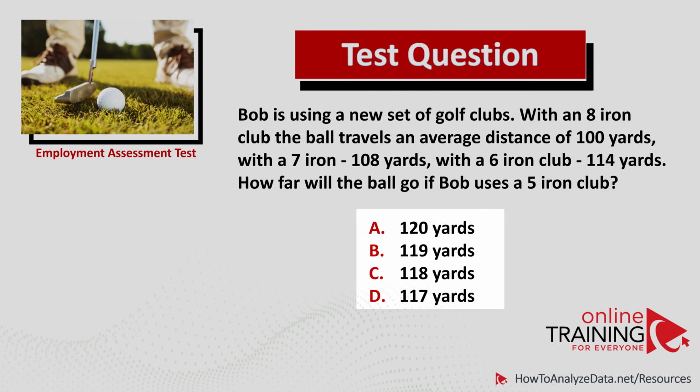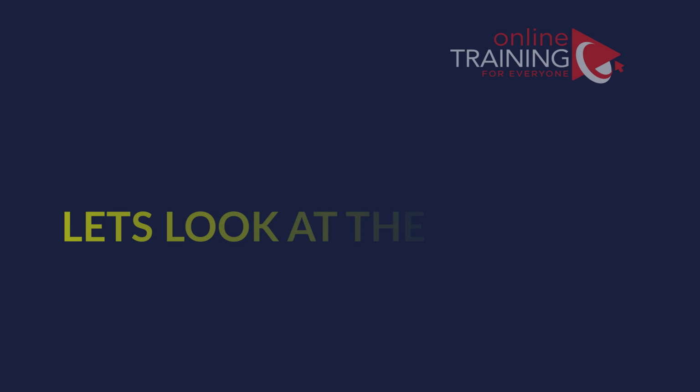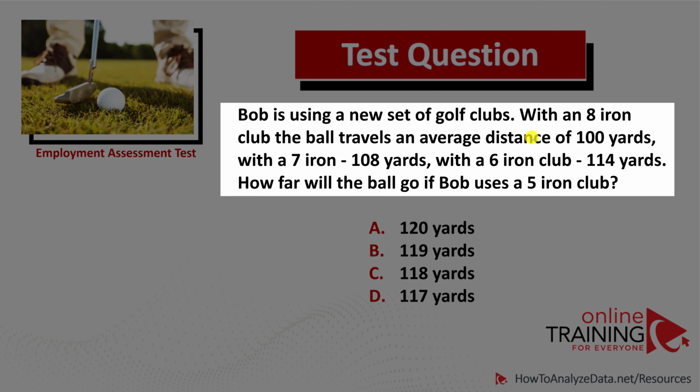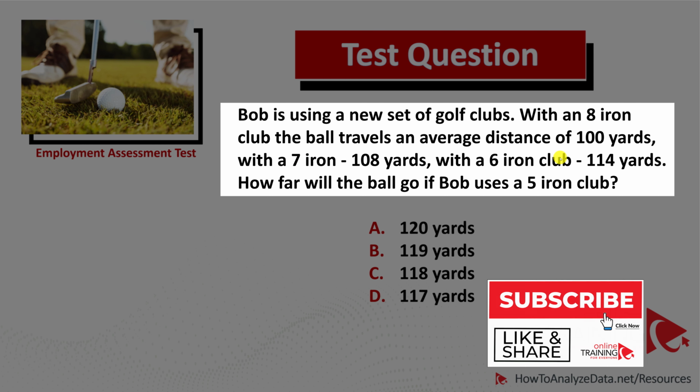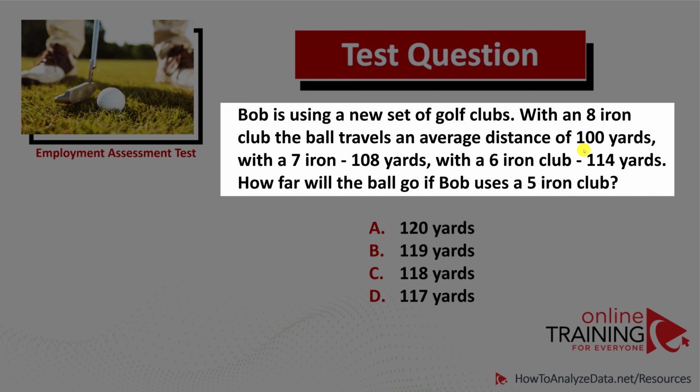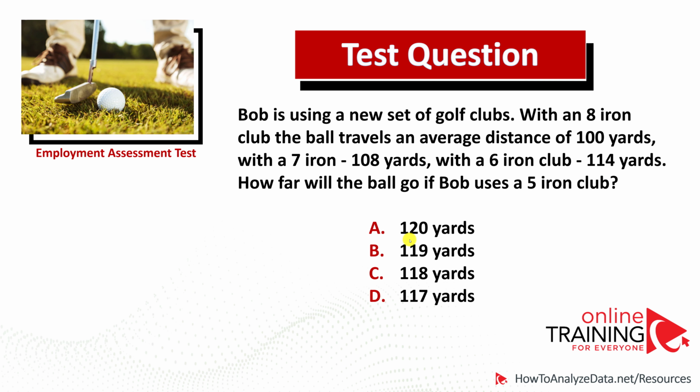Do you think you know the correct answer? Let's see if we can nail this question and get to the correct answer together. When you read through the question carefully, you see the pattern here. For every iron reduced, the ball travels a longer distance. For example, the 8-iron club is 100 yards, 7 is 108, and then the 6-iron is 108 plus 6, which is 114. So the first increment was by 8, and the second increment was by 6, which is 8 minus 2.